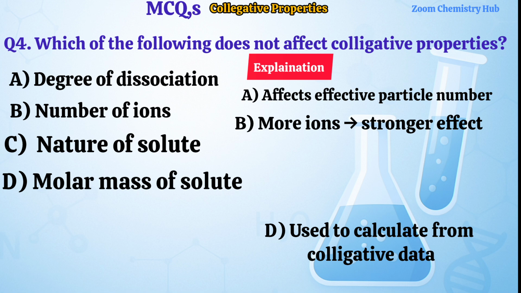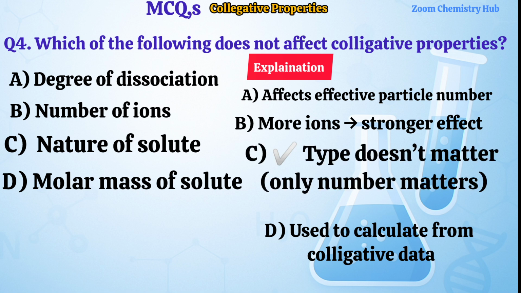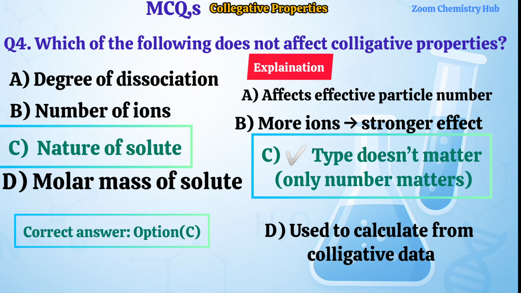And here the correct option is option C, nature of the solute. We know that the colligative properties depend on or are affected by the degree of dissociation, number of ions and the molar mass of the solute, and they are not affected by the nature of the solute. So here option C is correct, because the type does not matter, only the number matters. So option C is correct according to the question.